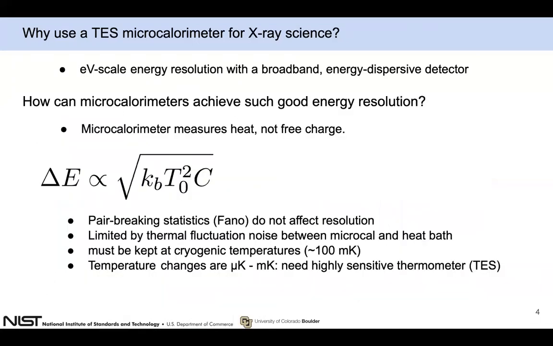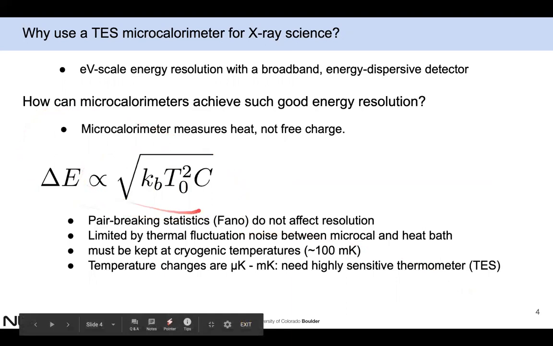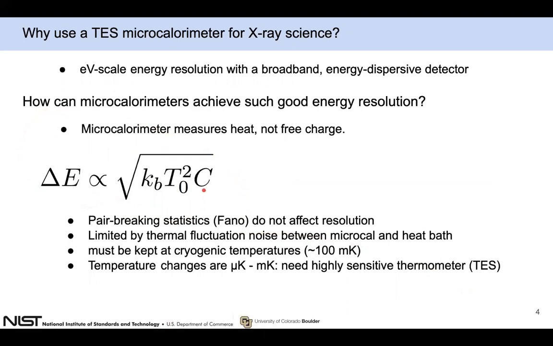The reason that the TES can get such good energy resolution is because a microcalorimeter measures heat, not free charge. That means that the energy resolution is not limited by statistical fluctuations in charge carriers that limit semiconductor-based detectors. Instead, the energy resolution is limited by thermal fluctuations between the sensor and its heat bath, which is kind of captured in this equation here. In order to achieve the best possible resolution, the calorimeter should have a very small heat capacity and it should be very cold. So we typically work at temperatures of order 100 millikelvin. Even then, the temperature change imparted by a single photon is very small, so we need a highly sensitive thermometer. And the transition edge sensor is going to provide that sensitive thermometer.